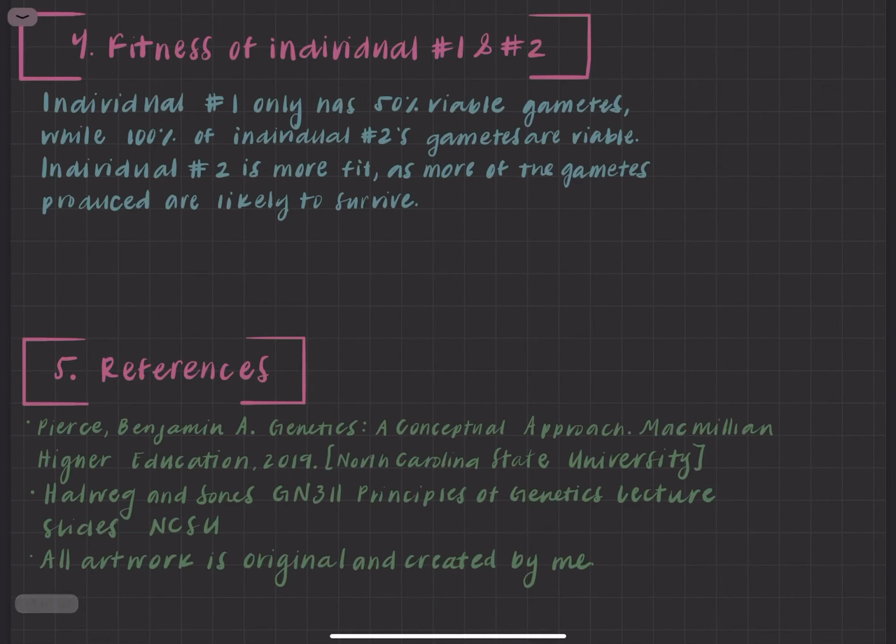When comparing the fitness of these 2 individuals, individual 2 is more fit as all of the gametes produced are viable, while only 50% of the gametes produced by individual 1 are viable.